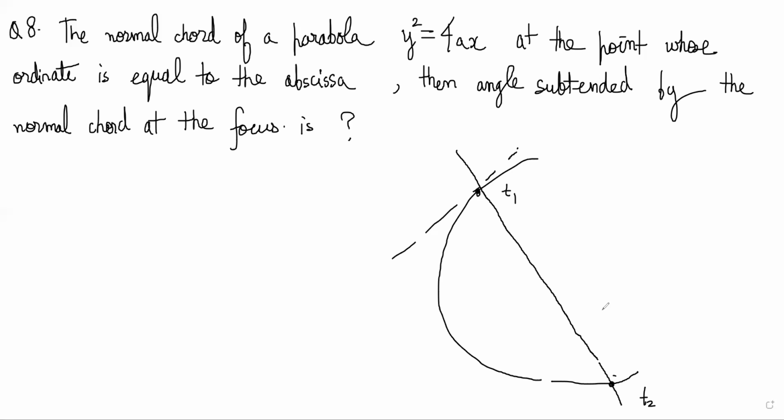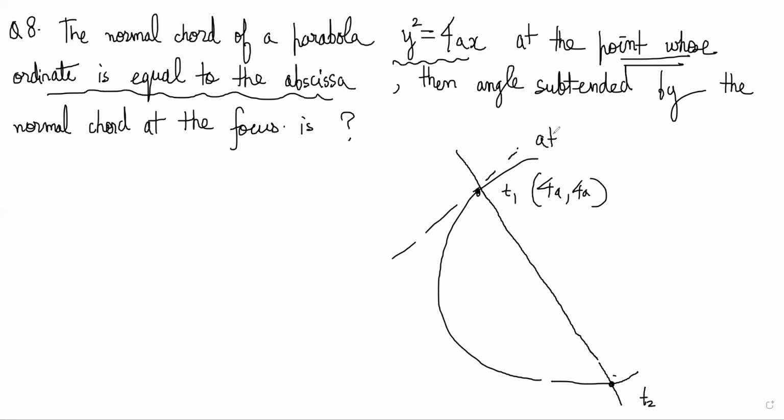Now, where are we making it? We are making it at the point where ordinate is equal to abscissa. So that means x and y are same, right? So what will be the x and y same value? It will be x is equal to 4a, right? So this point will be 4a comma 4a. So basically a t square is 4a, so t is equal to 2. This is the point, right?